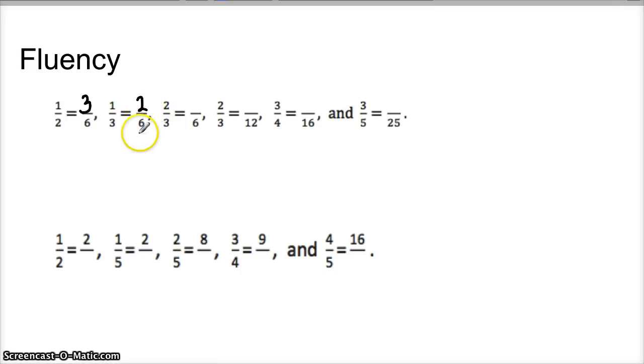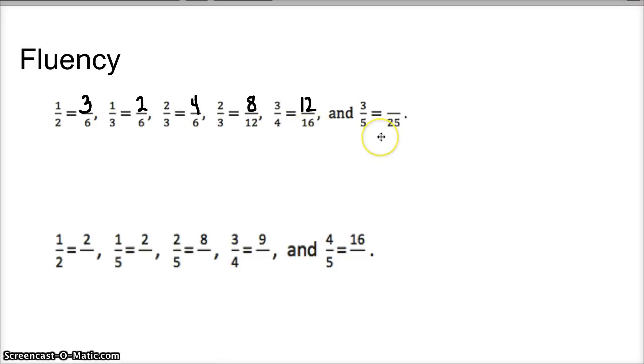How do I get from 3 to 6 again? Times 2. So 2 times 2 is 4. How do I get from 3 to 12? Multiply by 4. Do the same to the top. I get 8. 4 times what equals 16? 4 times 4, so that is 12.